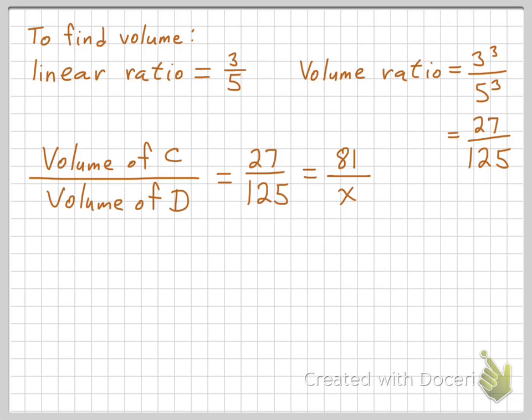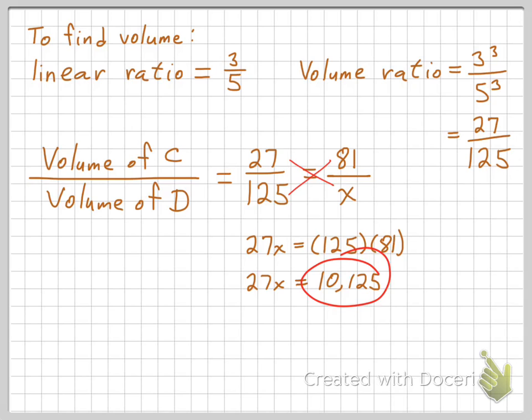And then again, once you have the proportion, you cross multiply and you get 27x is equal to 125 times 81. 125 times 81 is 10,125. You divide both sides by 27 and you get x is equal to 375 cubic inches.